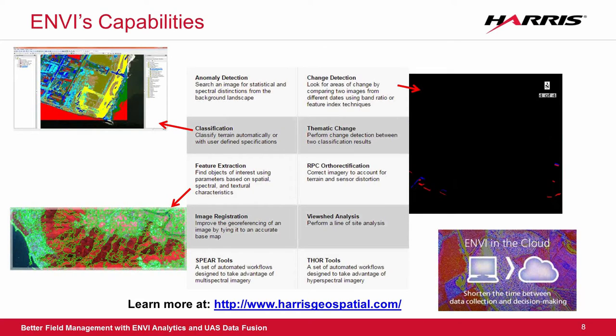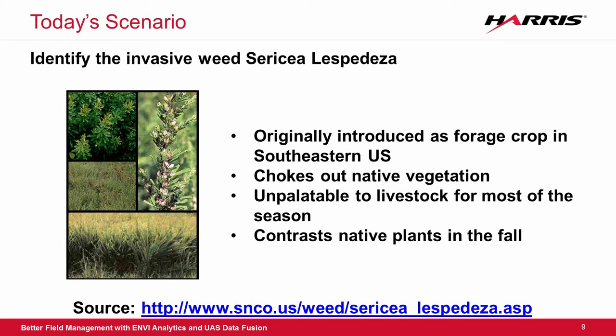We're going to jump into what we're actually going to be talking about today, which is our scenario. So we're going to be trying to identify the invasive species of weed called Sericea. And this is a weed that can be found in the southeastern U.S., maybe like Texas, Kansas. It was originally introduced as a foraging crop, and it's now kind of gotten out of control a little bit. It chokes out native vegetation, and livestock can't eat it for most of the season.